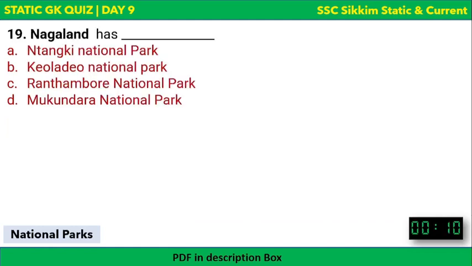Next, Nagaland has which national park? Nagaland. The options are there and the time begins now. Out of these four options, three national parks are not in Nagaland. Only one is there. And which one is it? The correct answer is Entanki National Park. Okay, Entanki. I don't know the correct pronunciation. Okay, it's in Nagaland. And the remaining three, which is Kyoladio National Park, Ranthambore National Park, and Mukundara National Park, it's in Rajasthan. Okay, they are in Rajasthan. So I hope this is clear.